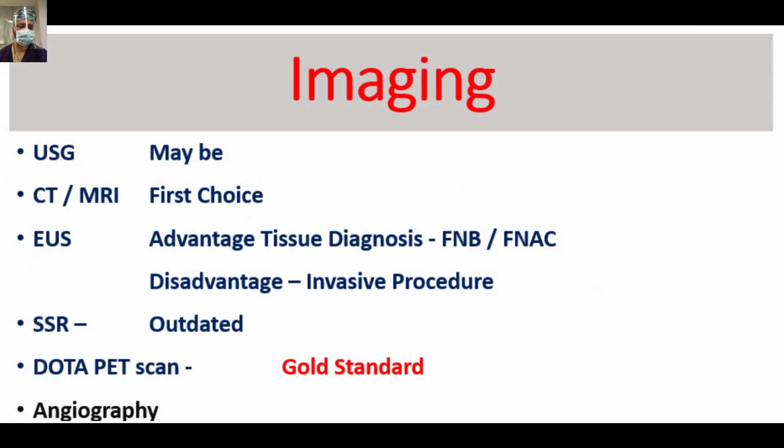So this is basically the diagnostic imaging ladder. Ultrasound, maybe CT scan, MRI, first choice. Endoscopic ultrasound has an advantage that it provides the tissue diagnosis also. The disadvantage is that it is inconclusive. SSR, somatostatin receptor study, is outdated. Now the DOTATATE PET scan is the gold standard. And last is angiography, if the rest of the modalities are inconclusive.